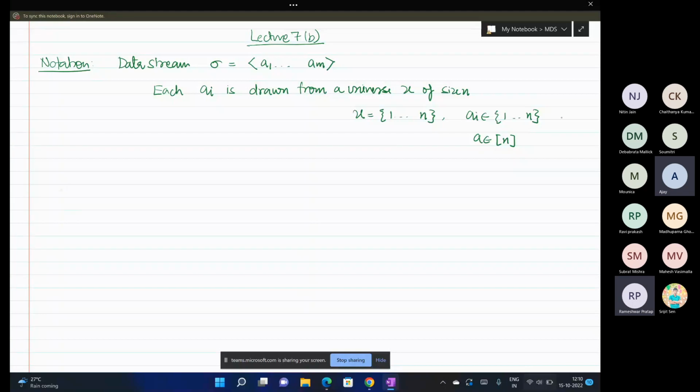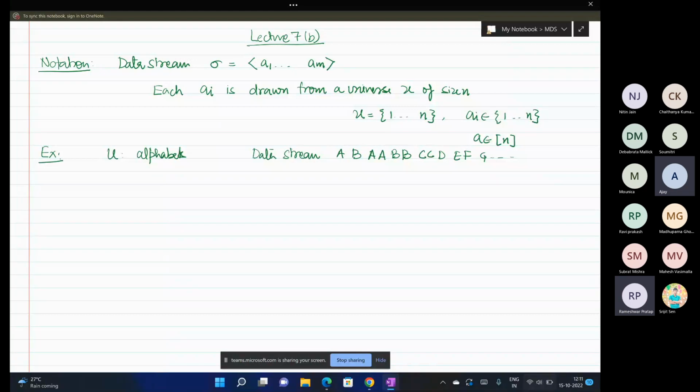So one example: suppose our universe is alphabets, and our data stream is maybe like this: A, B, A, B, B, C, C, D, E, F, G, and so on. So this is our data stream, but the constraint is that each element of the data stream is an alphabet. So the universe is the alphabet.